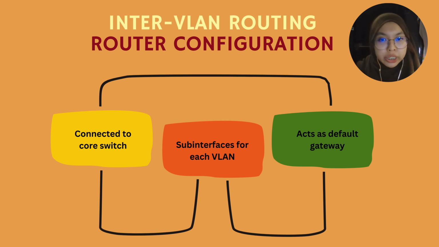To enable communication between VLANs, we have incorporated a router. The router is connected to one of the core switches. It's configured with sub-interfaces for each VLAN, acting as the default gateway. This setup allows for controlled inter-VLAN communication while maintaining network segmentation.